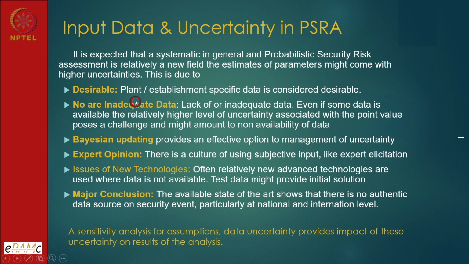But suppose that doesn't happen. Data scarcity has been one of the major concerns raised by many publications. Lack of adequate data becomes the issue. Even if some data is not available, with whatever data we have, uncertainty will be higher, we know that. So there are mathematical techniques like Bayesian updating, which takes the plant-specific experience and the generic data coming from some independent source, combines these two, and gives the best estimate. That is one solution.